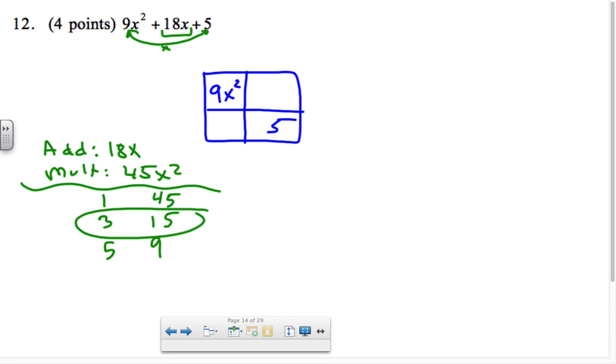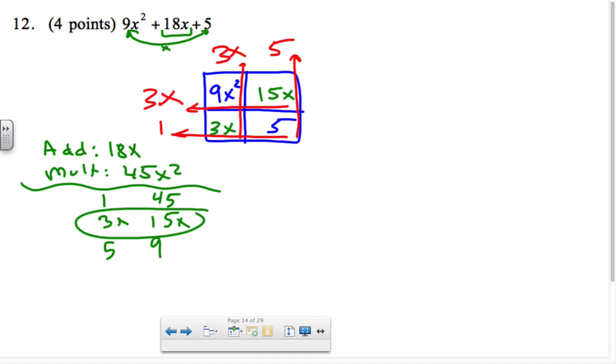So I need to put those, actually a 3x and a 15x to add to the 18x. So I put those in my box, and it doesn't matter which place they go. You could have switched those around. After you do that, then it's just factoring out the greatest common factor from each row or column. So going up here, this row, I can factor out a 3x per column. This column, I can factor out a 5. Going this way, I can factor out an x, actually a 3x. And going this way, I can factor out nothing other than a 1. And then if there's any plus or minus signs, deal with those at the end.